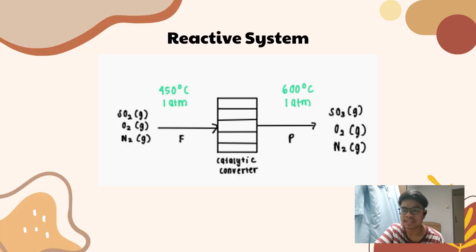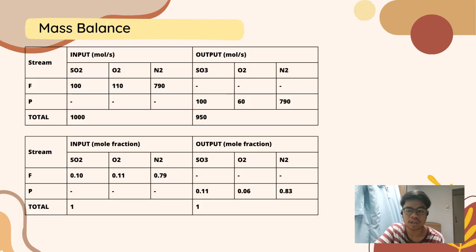As for the reactive system, it is a contact system where SO2 reacts with hot air to produce SO3 with the assistance of a catalyst. So for mass balance, we assume that all SO2 is converted to SO3. So you can see there is no SO2 in the outlet. There is still oxygen in the outlet because there is excess reactant. There is not enough SO2 to react with.